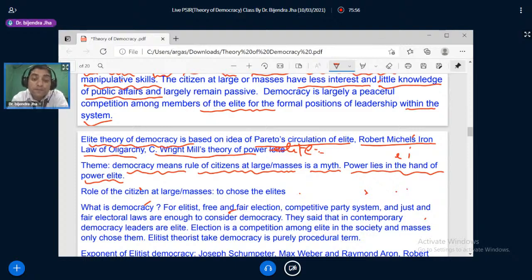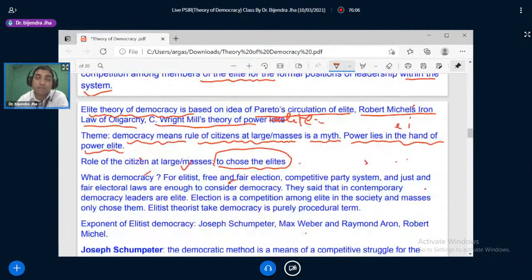What is the role of the citizen at large, right? What is the role of the masses? To choose the elite, right? जैसे मैंने आपको पहले बताया कि चाहे वो कांग्रेस हो या बीजेपी हो, लोगों को क्या करना है? वोट करना है. और दोनों पार्टी में जो पावरफुल लोग हैं वही पोजीशन होल्ड करते हैं, राइट?